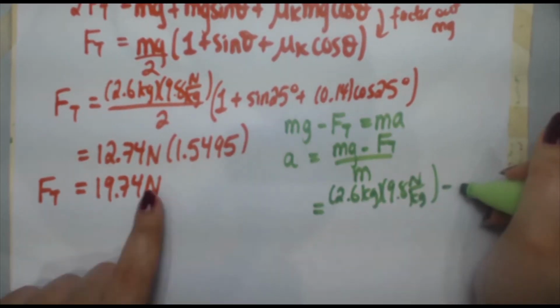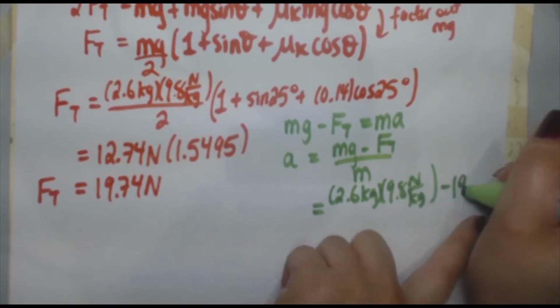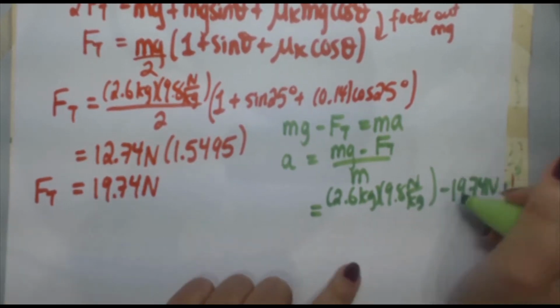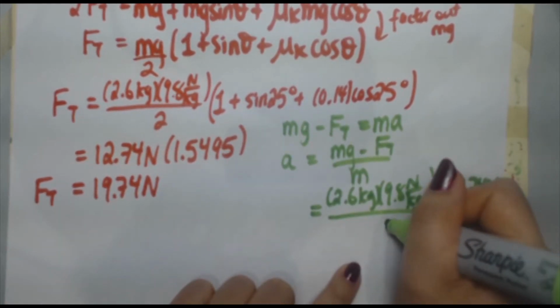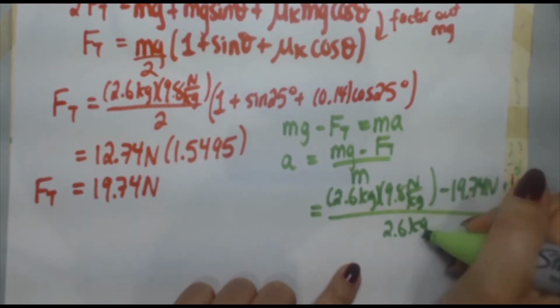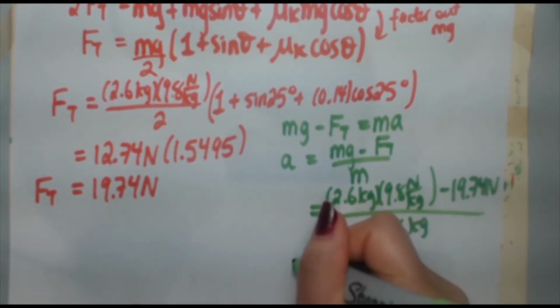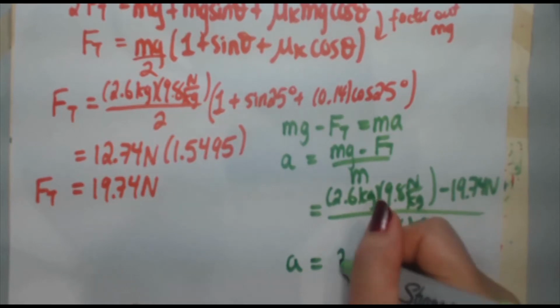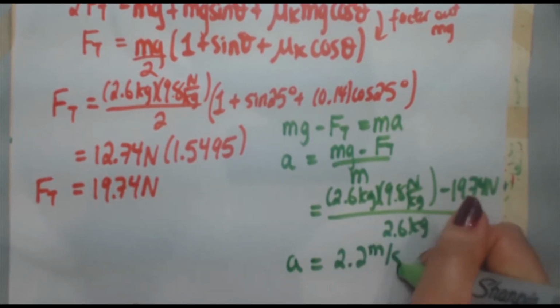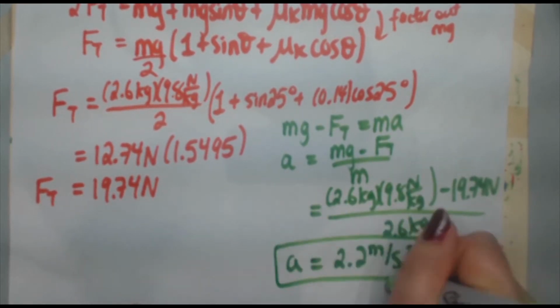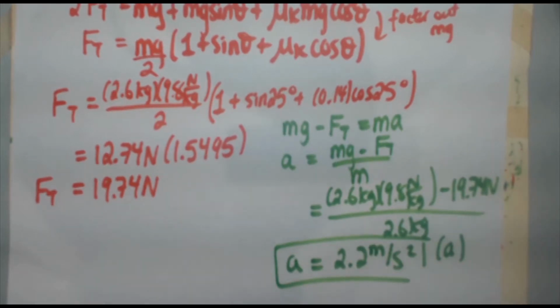Subtract Ft, we just found that, 19.74 newtons. Divide it all by 2.6 kilograms. And when you do that, you are going to find that acceleration equals 2.2 meters per second squared. Okay, that was a very long part A. But there's your acceleration, 2.2 meters per second squared, for both blocks, the one up the ramp and the one going down on the side.